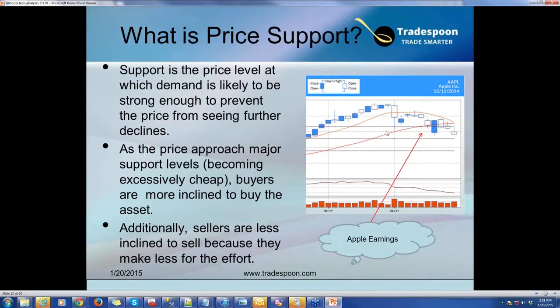So here's an example of Apple earnings. What is the price support? The price support is this line. You can use Fibonacci retracement, or you can just find the valley of the mountains, and you can see, well, this is a 50% support line. Apple made its earnings announcement and is bouncing to the upside. So as the price approaches a major support level, becoming excessively cheap, buyers are most inclined to buy the asset.